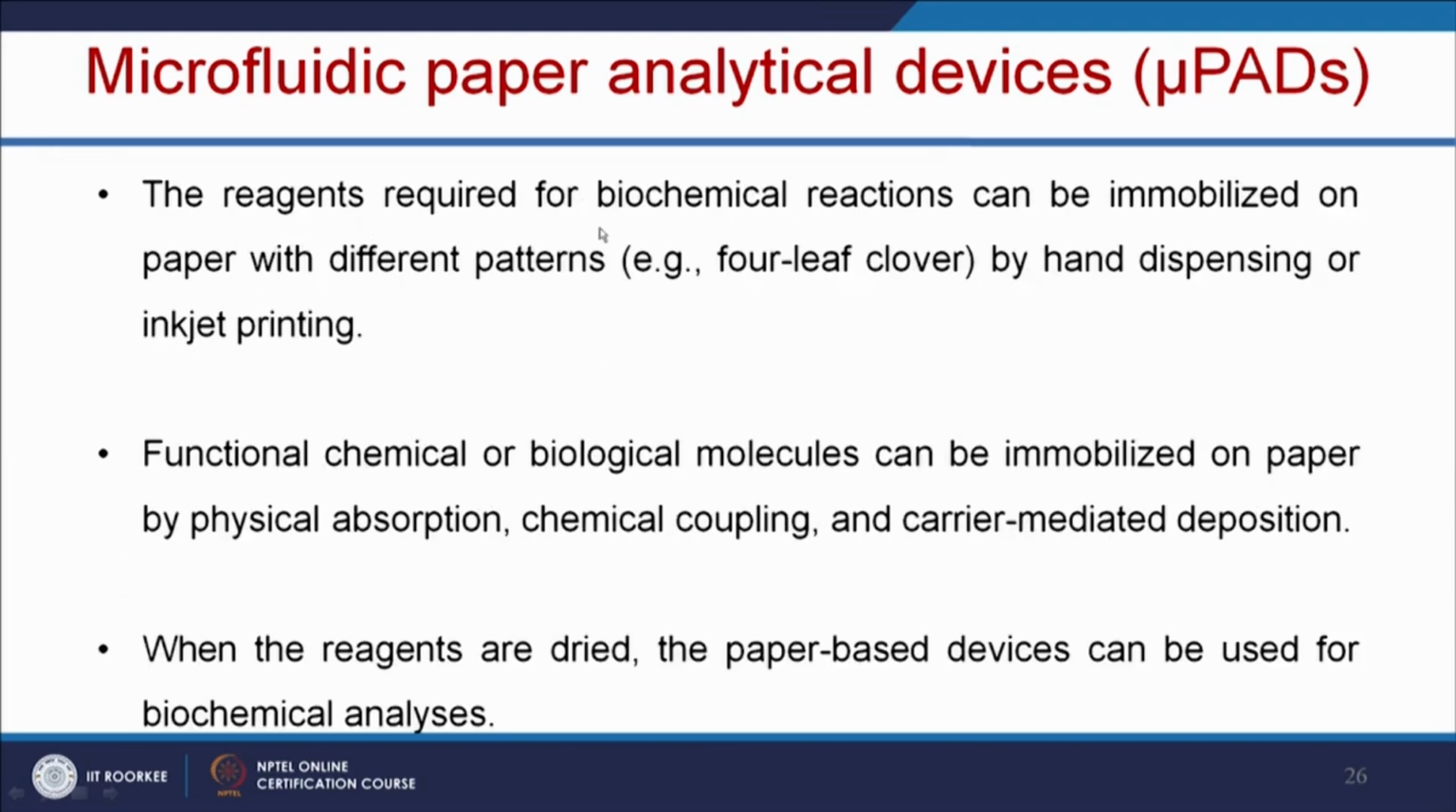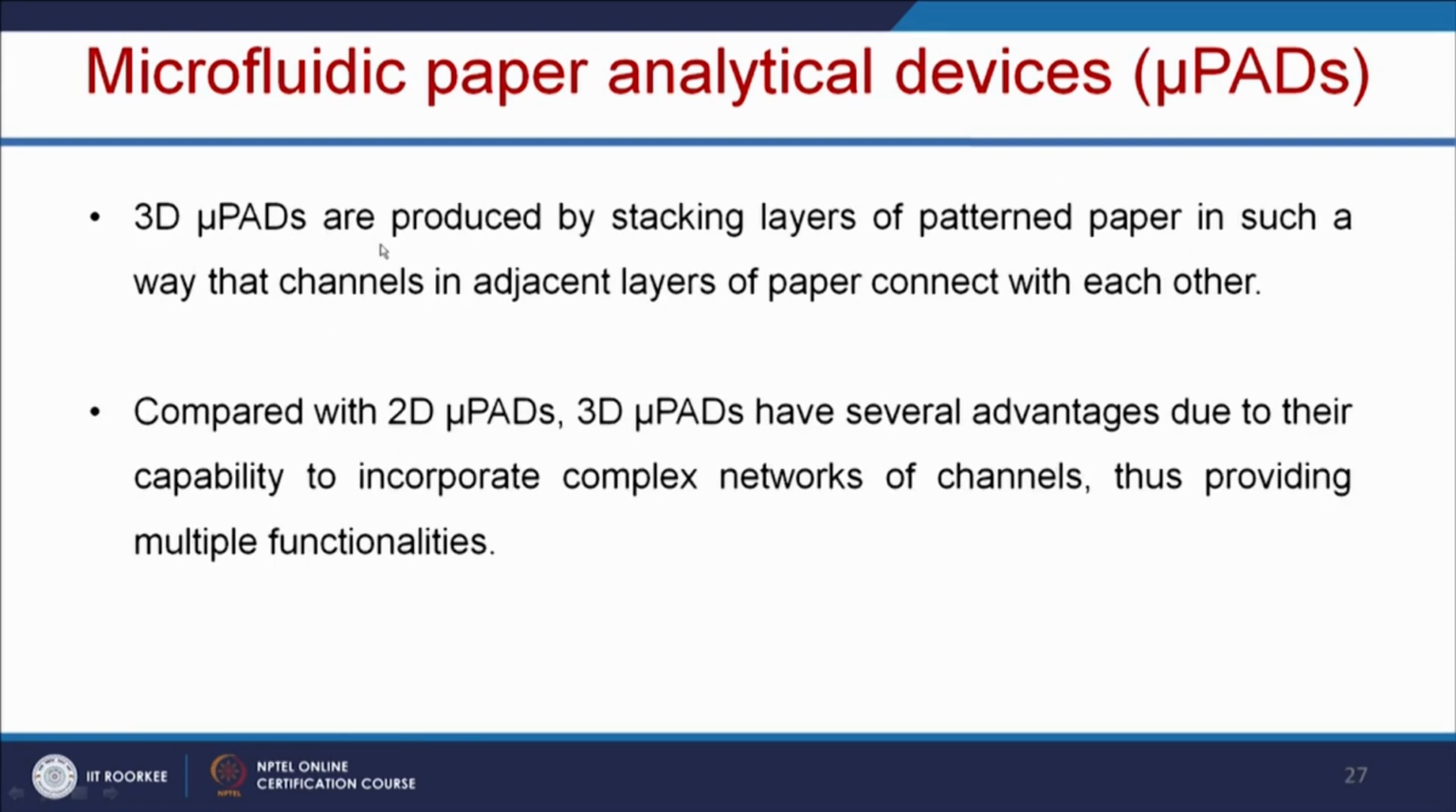And here the reagents required for biochemical reactions can be immobilized on the paper with different patterns. For example, we can make a 4-leaf clover by hand dispensing or inkjet printing technology. And when the reagents are dried, the paper based devices can be used for biochemical analysis. So these 3-dimensional micropads are produced by stacking layers of patterned paper in such a way that channels in adjacent layers of paper connect with each other.